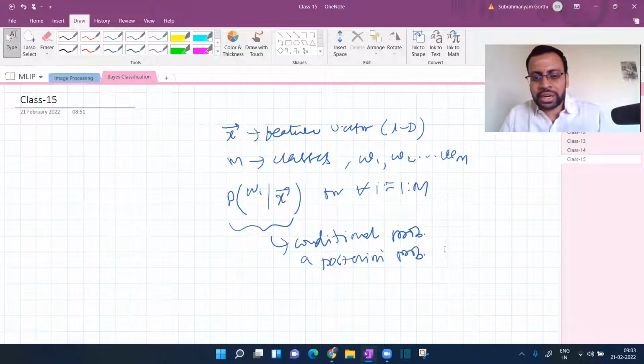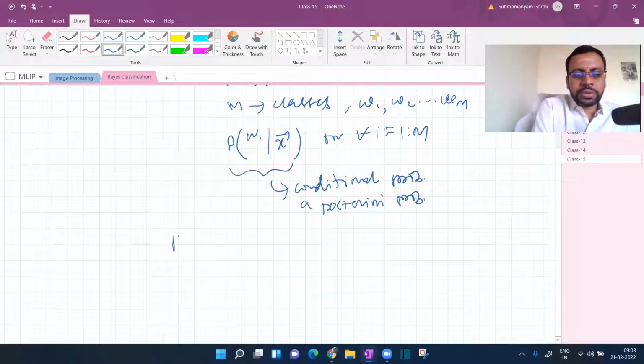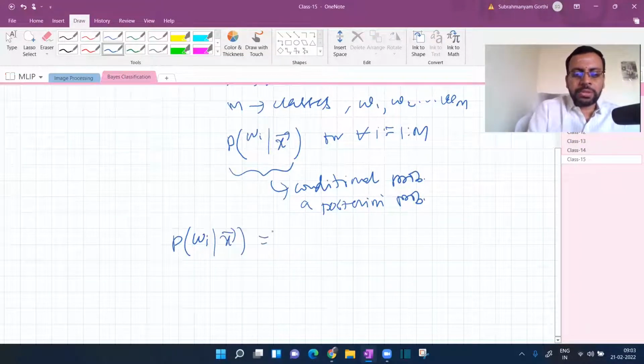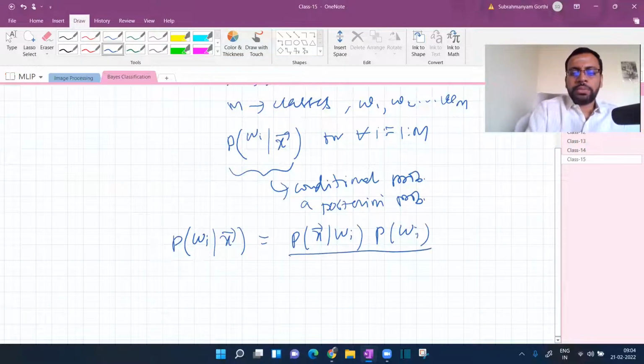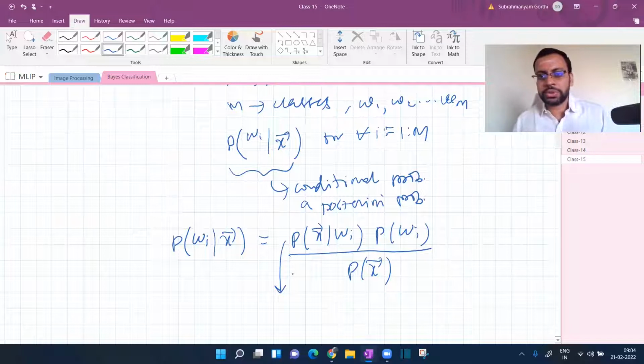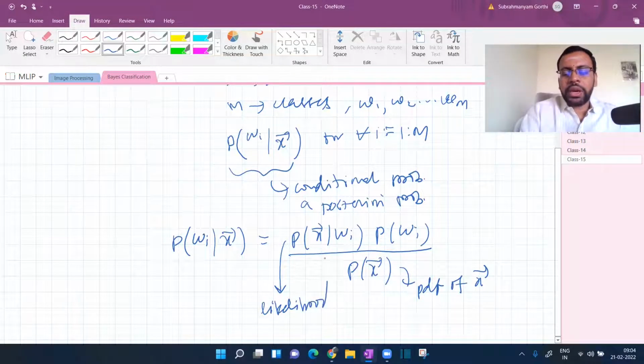Well, you cannot right away compute that. You do not really know that. So how we do it is we do the calculations based on Bayes theorem, which tells us this will be equal to probability of x bar given omega i into probability of omega i by probability of x bar. Now, this term is referred to as PDF of x bar. What is the first term referred to as? Likelihood. And this is prior probability.